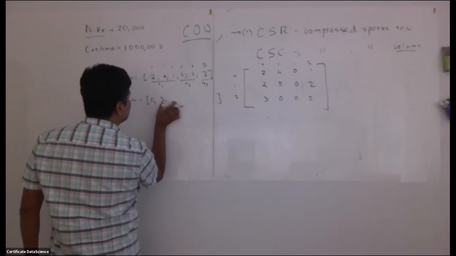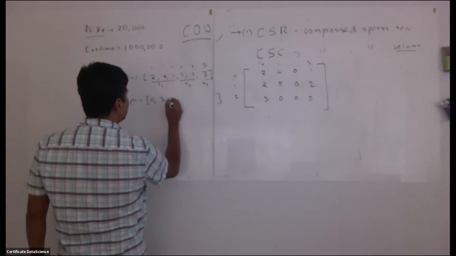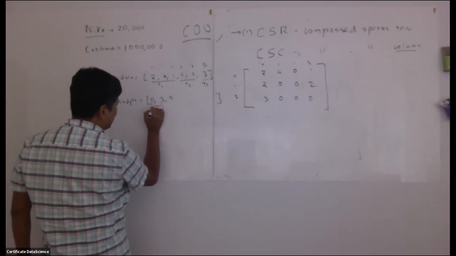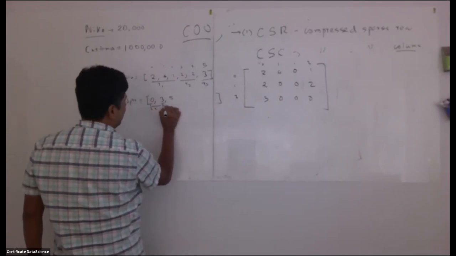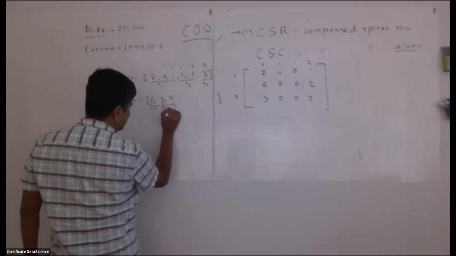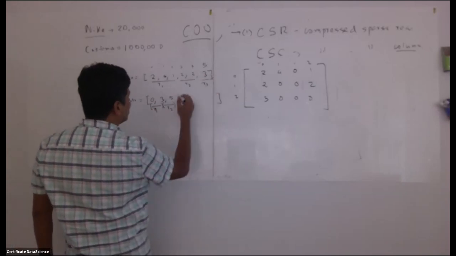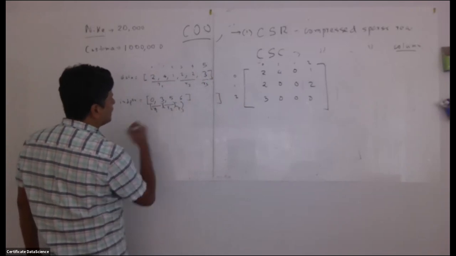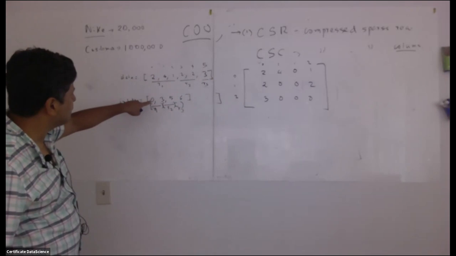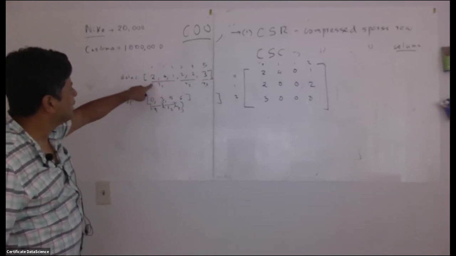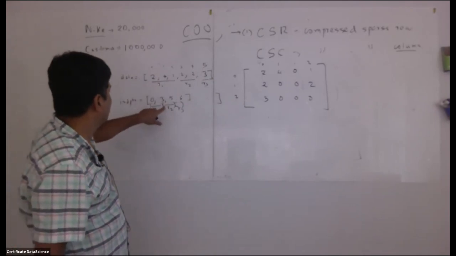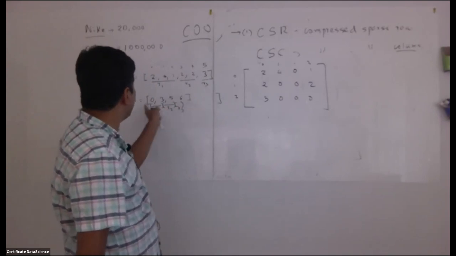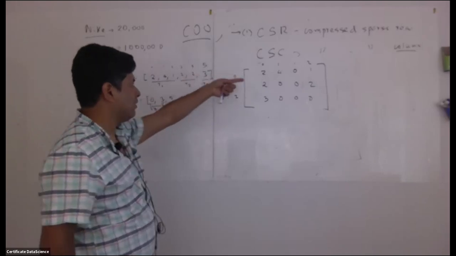Then from 3 to 4 is the second row, again with the right-hand side excluded. From 4 to 5 is the next row, and from 5 onwards, you can call it 6, although it doesn't exist, because the right side is excluded. So 0, 3 covers the non-zero elements in the first row, and 3, 4, 5 are about the second and third rows. You take pairs like this, so there are as many elements plus 1 as there are rows.